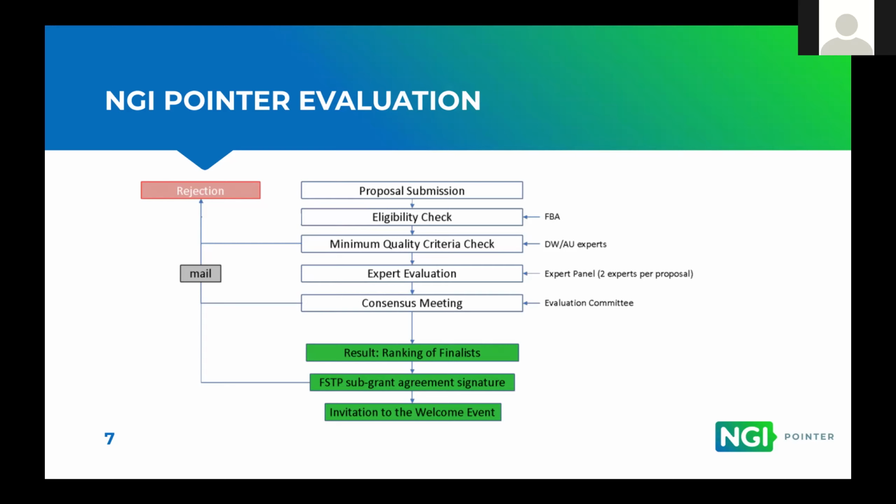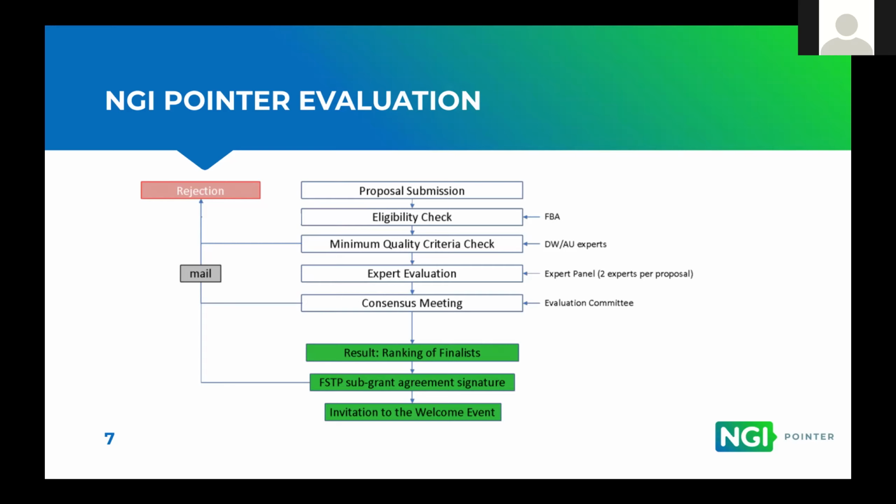And following that, we have the expert evaluation, which is where your application will be reviewed by 2 independent experts, so 2 experts outside of the NGI Pointer Consortium. They'll be scoring your application and they'll be providing comments, and you'll receive this information after the process. The last step that we have in the evaluation and the selection is the consensus meeting. Here we involve the evaluation committee, which includes all members of the NGI Pointer Consortium, and we discuss the final ranking list to see which ones will make it through. Of course, this is very much dependent on the score that was provided by the external evaluators, as well as the remaining budget, because we cannot fund everyone, unfortunately.